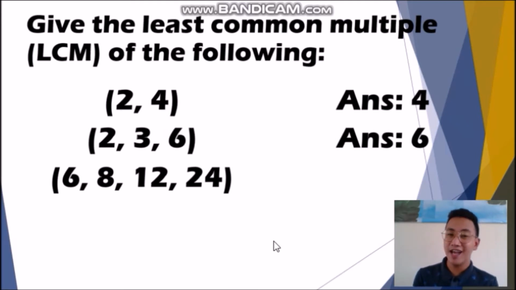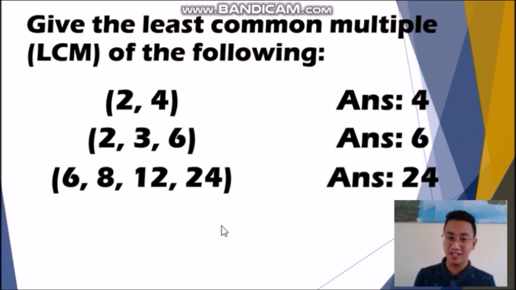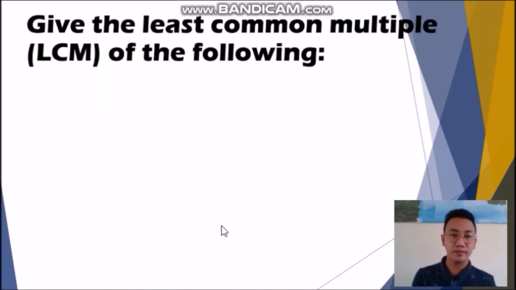Okay. That's correct. The answer, or the LCM, of 6, 8, 12, and 24 is 24, because 24 can be divided by 24, 12, 8, and 6. And that's the smallest positive integer. Let's have an example on the terms.